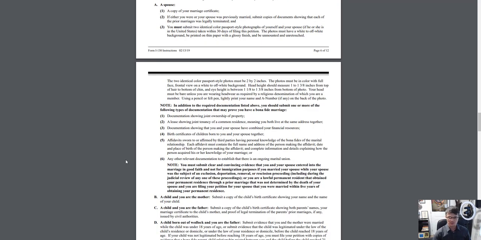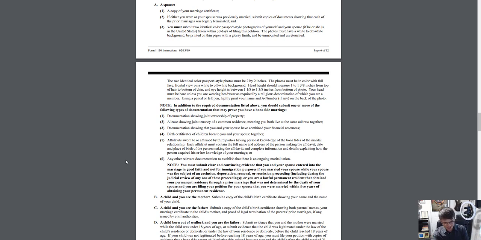In addition to the required document list above, you should submit one or more of the following types. Documentation showing joint ownership of property, a lease showing joint tenancy, documentation showing that you and your spouse have combined your financial resources, birth certificate of children, a few other ones, basically to establish that this is a legitimate marriage. It's not just some, because really people do abuse the system. They do bad things. They do these marriages for money, and one side pays money to the other side to get these documents and all of that sort of stuff.